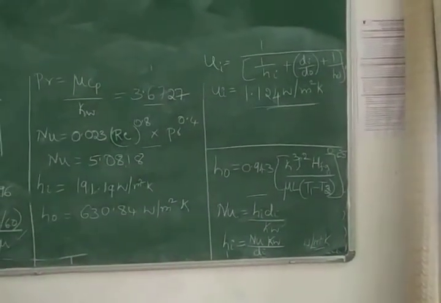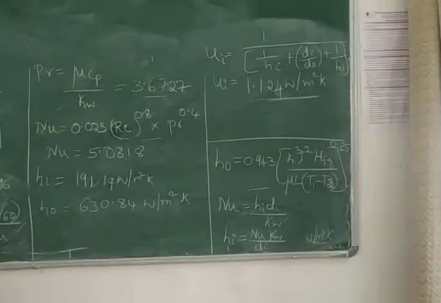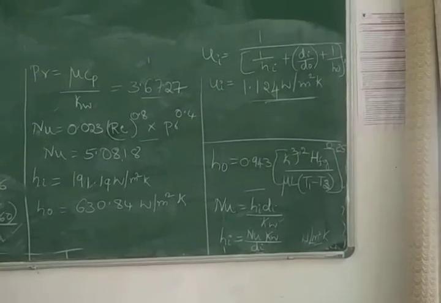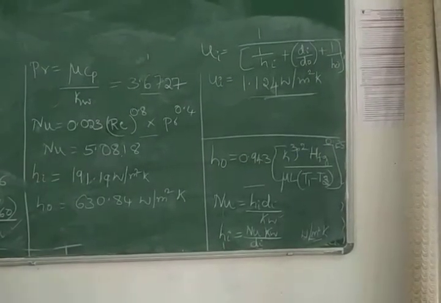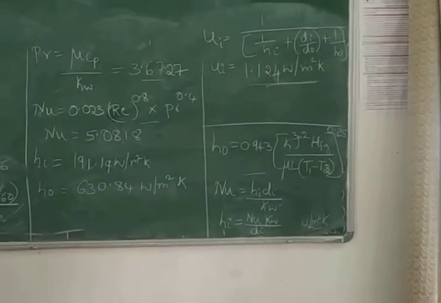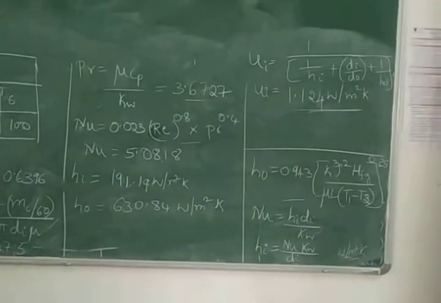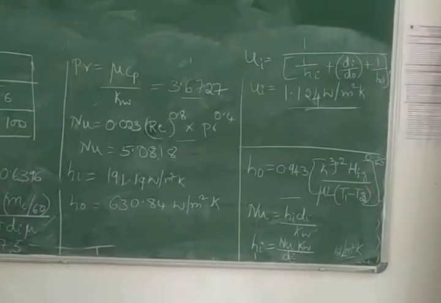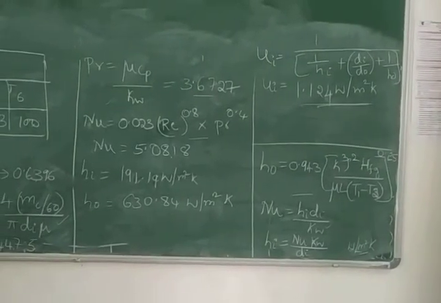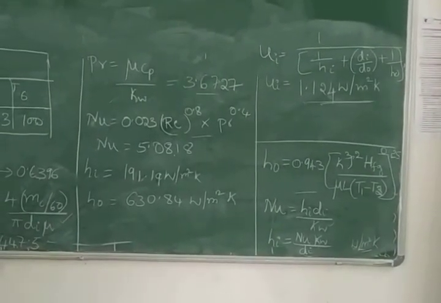Now you can tabulate in the result column, saying that for film-wise, what is Hi, what is H naught and what is Ui, and for the drop-wise, what is Hi, what is H naught and the Ui. This gives us the complete result. This is all about the film-wise and drop-wise experiment.